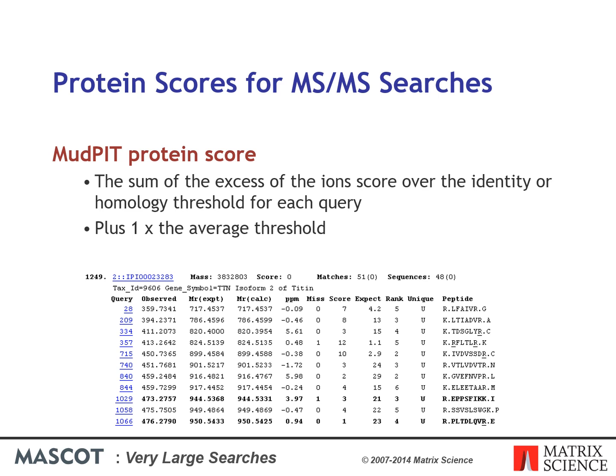To avoid this problem, we use Mudpit protein scoring, in which the score for each peptide match is not its absolute score, but the amount that it is above the threshold. Therefore, matches with a score below the threshold do not contribute to the protein score. The Mudpit protein score is the sum of the score excess over threshold of each of the matching peptides, plus 1 times the average threshold. For each peptide, the threshold is the homology threshold if it exists, otherwise it is the identity threshold.